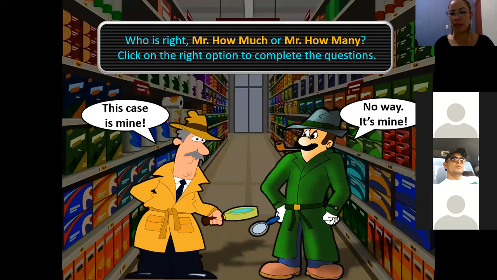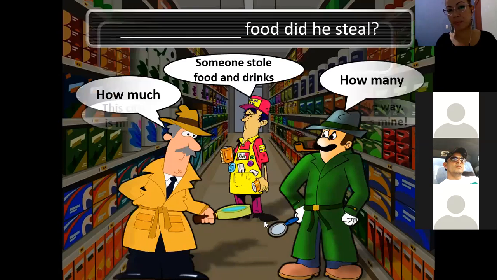So what do you remember? When do we use how much? For countable or uncountable? Not countable. Not countable or uncountable. And how many? Countable. Countable nouns. Things that we can count. Okay. So let's begin.